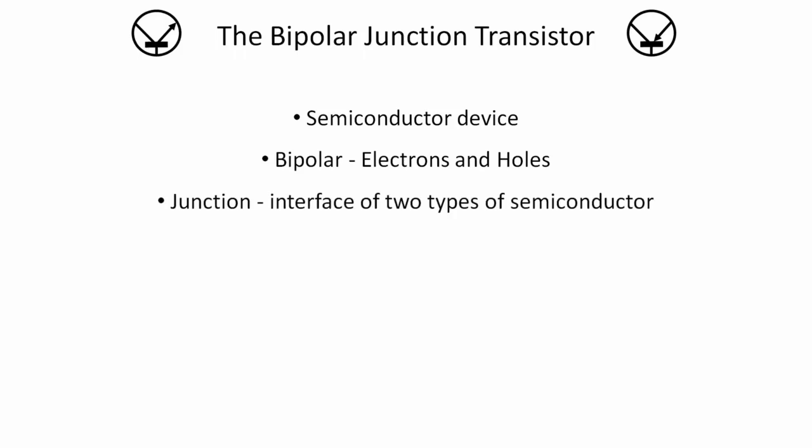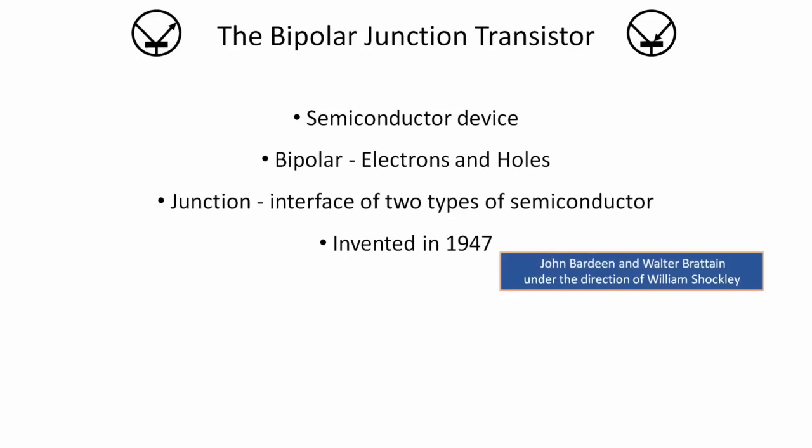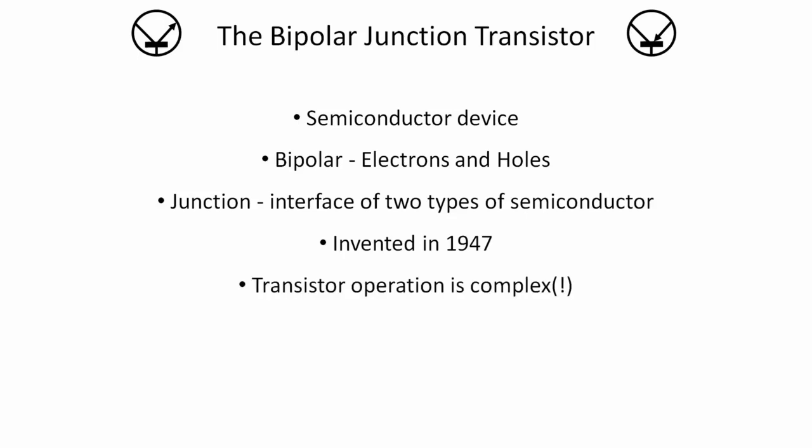It's a junction transistor because the action occurs at the interface of two types of semiconductor, that's the N and the P type, created by applying different types of doping material to the silicon or the germanium or whatever the semiconductor material is. Invented in 1947 at the Bell Telephone Labs by John Bardeen and Walter Brattain, under the direction of William Shockley, and obviously a pivotal moment in science.